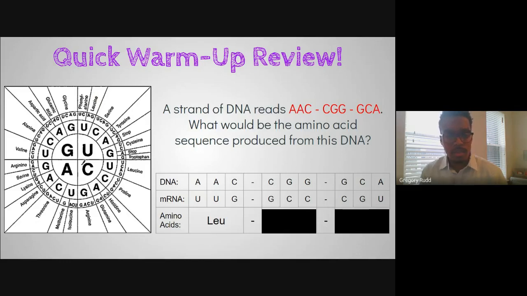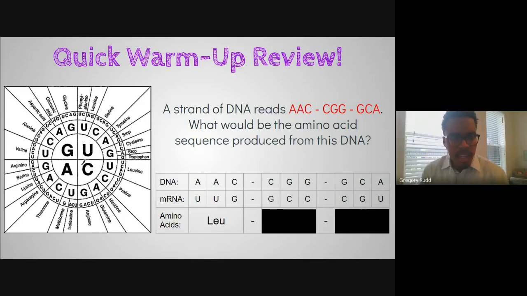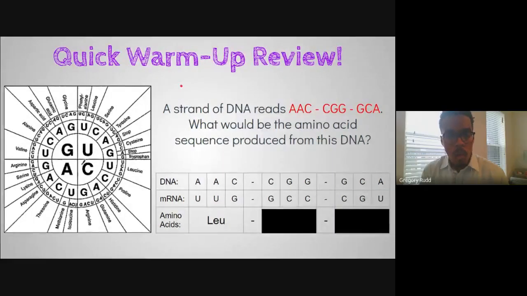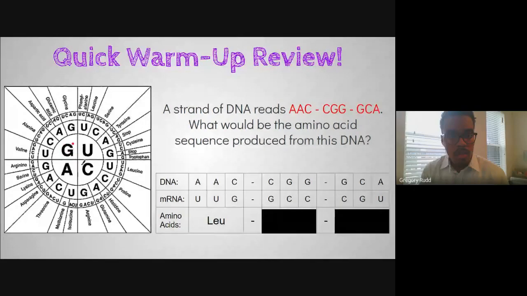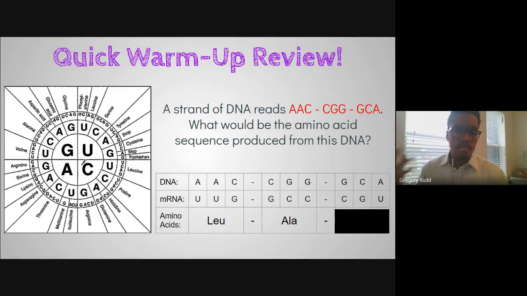Can anyone do the next one? Ari. Say it again. I said I'll do it. Okay, do it. All right, so you start with G. Then you go up to C. Then you go to C. Then go to C again. It will be alanine. Alanine, good. Thank you, Justin. That was excellent. We shortened it to ALA.